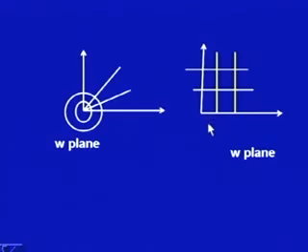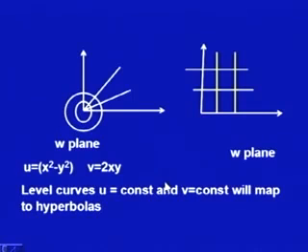So, these are two different W planes. Here we have the circles and here we have the radial lines, where we have the level curves. So this is u is equal to x square minus y square, and this is v is equal to 2xy. So this we have already discussed.